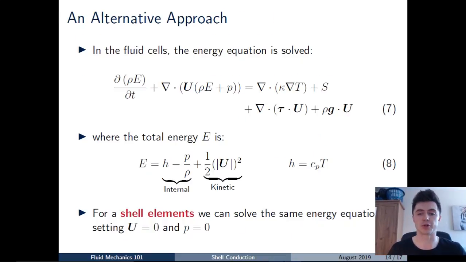Well, an alternative approach we could use, first what we need to do is think about the energy equation that's solved in the fluid cells. And just a reminder for you, the energy equation that's solved in the fluid cells in its general form is given there in equation 7, where the unknown there is capital E, which is the total energy, which is the sum of the internal energy and the kinetic energy in the fluid cells there.